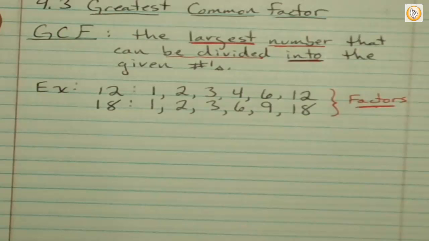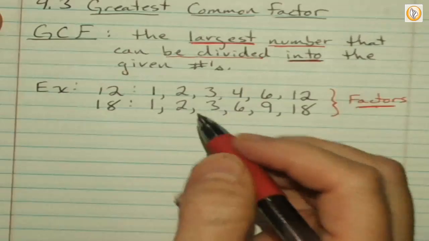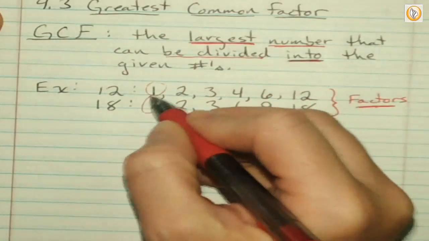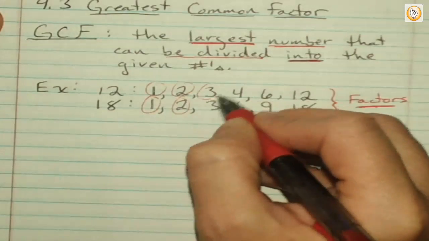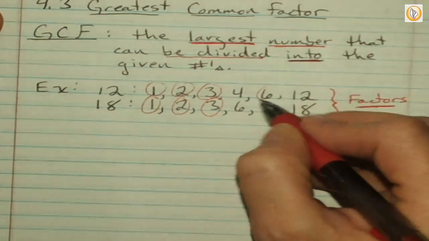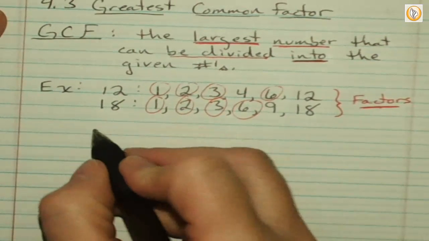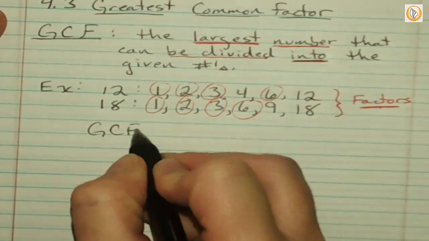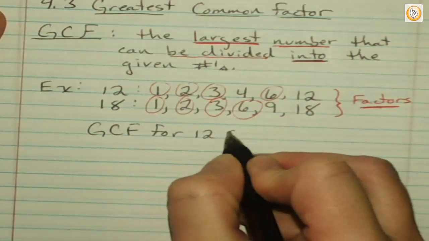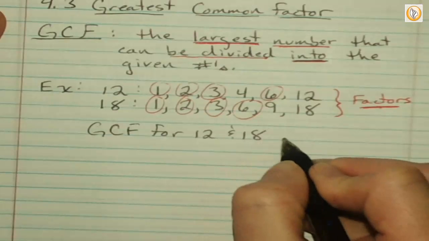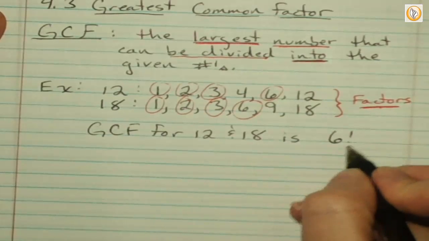Now, let's look at which ones we have in common. Remember, we're looking for common factors. We have 1 in common. We have 2 in common. We have 3 in common. And we have 6 in common. The GCF, or greatest common factor, for 12 and 18 is what? 6. That's right.